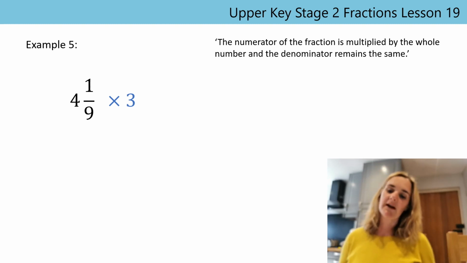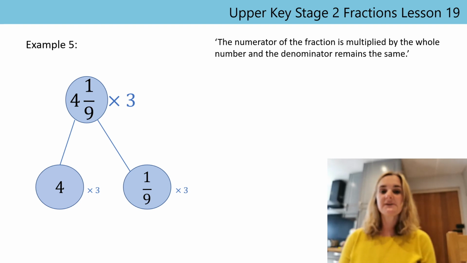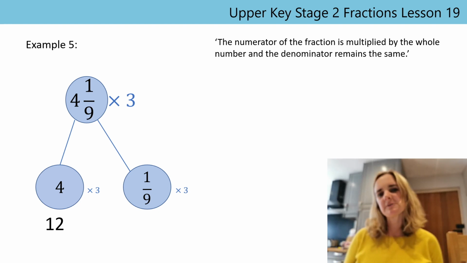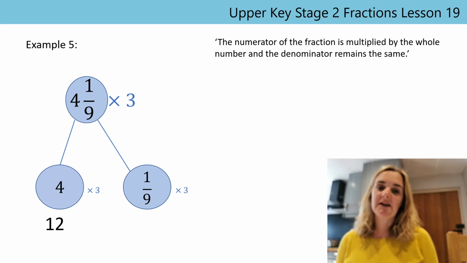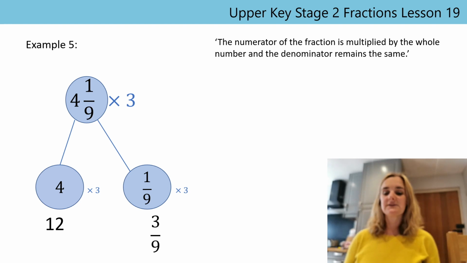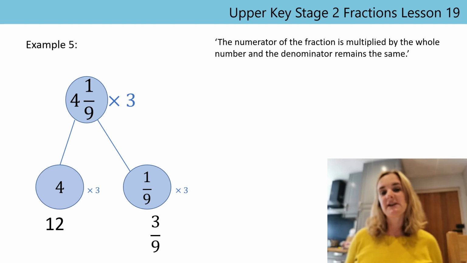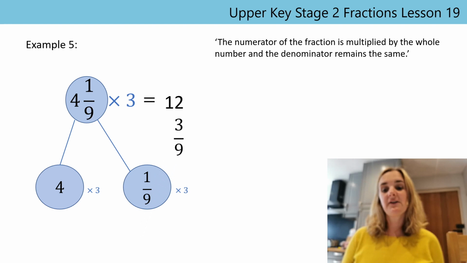So our 4 and 1/9 can be partitioned into 4 at one side and 1/9 at the other. So now we can do 4 multiplied by 3 and 1/9 multiplied by 3. 4 multiplied by 3 is quite straightforward, isn't it? We've got 12. What's 1/9 multiplied by 3? That's right. We multiply the numerator by the whole number, so we get 3/9. What's the final part of this calculation? We need to recombine those numbers, so the 12 and the 3/9 we need to represent in our answer. So they recombine to give us 12 and 3/9.